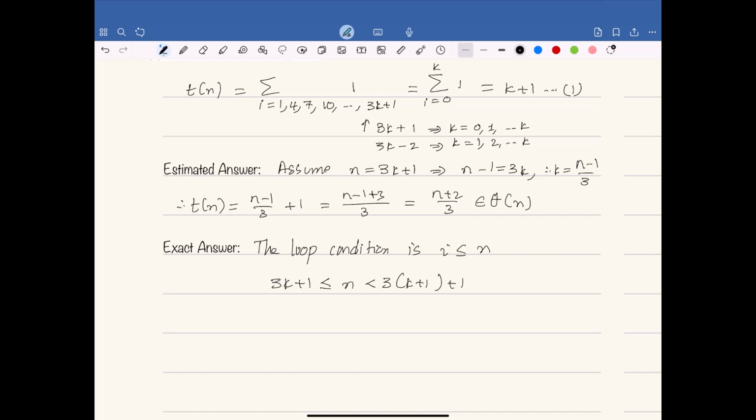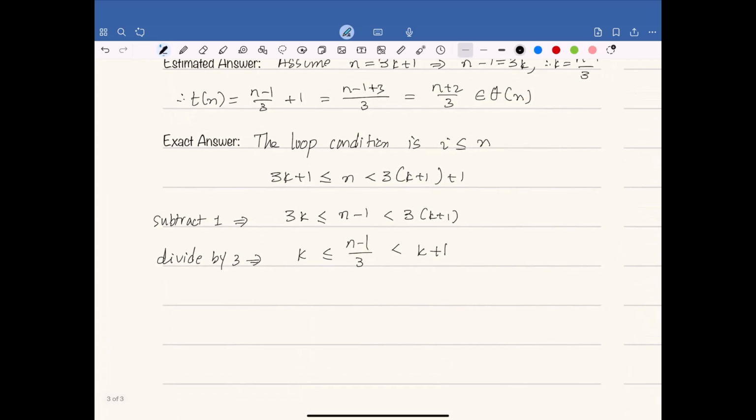Now we will subtract 1 from each part of this inequality. So subtract 1. We will get 3k less than or equal to n minus 1 less than 3k plus 3. Now divide by 3 each part of this inequality. We get k less than or equal to (n minus 1) over 3 less than k plus 1. And then here we say that the floor of (n minus 1) over 3 is equal to k.